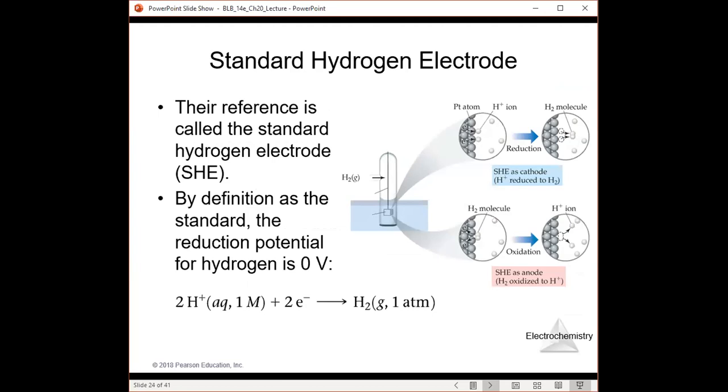You have 2H+ in aqueous solution, in a 1 molar solution, because that's standard, plus 2 electrons, which will give you back diatomic hydrogen, H2, at 1 atm as a gas. That's what will happen, and that can happen in a lot of ways. What you see here is SHE as a cathode, where H+ is reduced to H2, and SHE as an anode, where H2 is oxidized to H+.